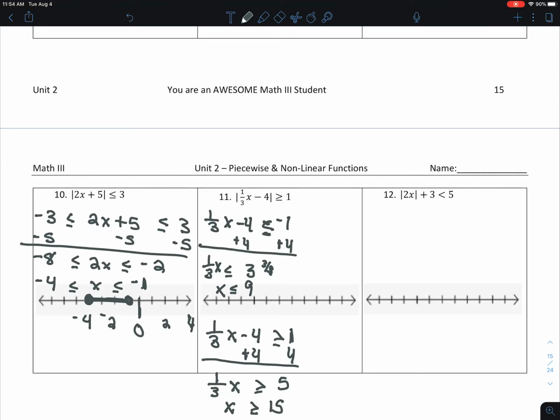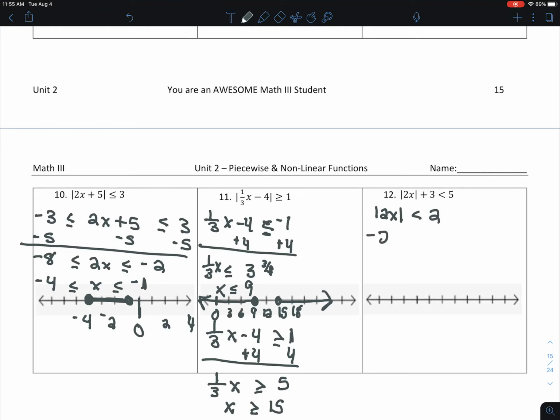And here we have x is greater than or equal to 15. So let's set this as 0, and we're going to count by 3. So this is 3, 6, 9, 12, 15, 18. And it's an or, so it is less than or equal to 9, closed circle. Greater than or equal to 15, closed circle. And there we go.